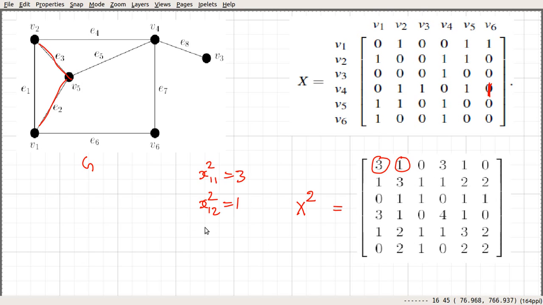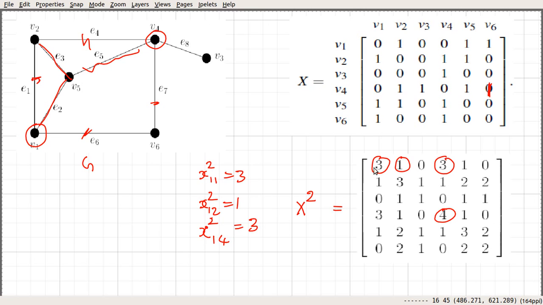Let's look at one more entry in this matrix, 1, 4. Here we can see that x1,4 squared is 3, and that says between vertices V1 and V4 there are 3 paths of length 2. Let's see which are all those paths. One path will be like 1, 2, and another path will be this edge and this edge, V1, V2, V4. Another path could be like V1, V6, and so we can see that there are 3 paths here.